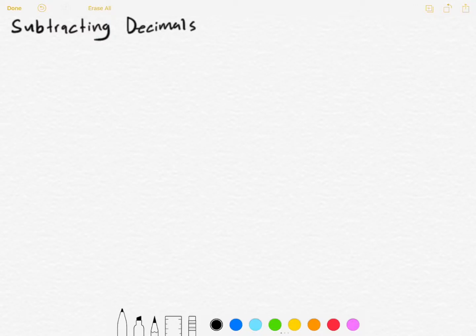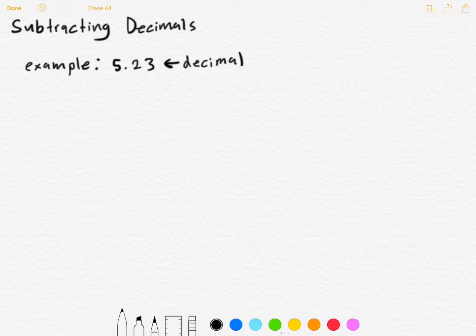Today I'm going to talk to you about how to subtract decimals. And so, as a reminder to what a decimal is, it's basically a fraction in numeral form. And what I mean by this is, here's an example of a decimal. We have the number 5.23. This right here is a decimal.